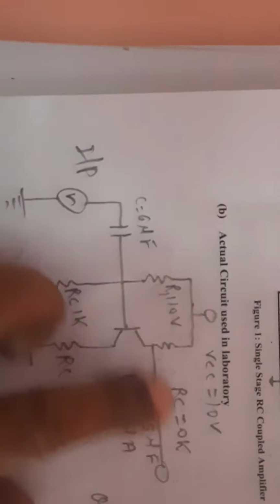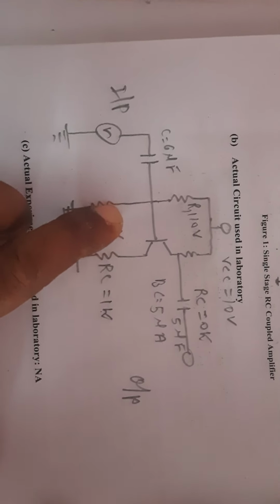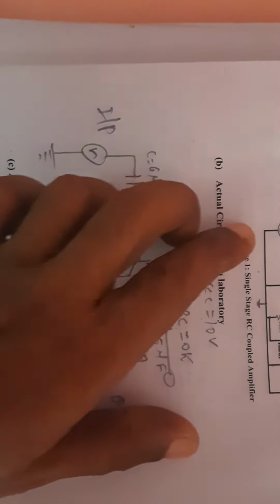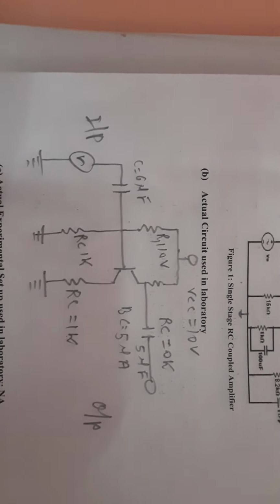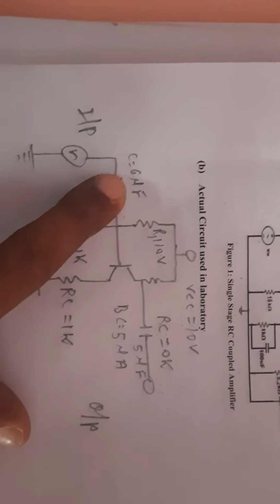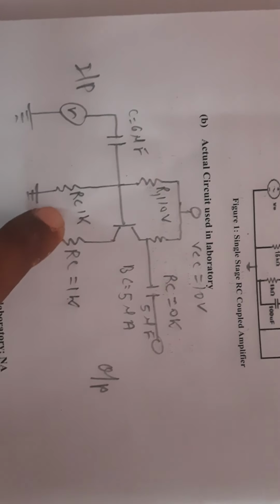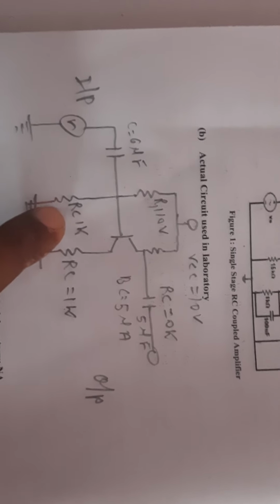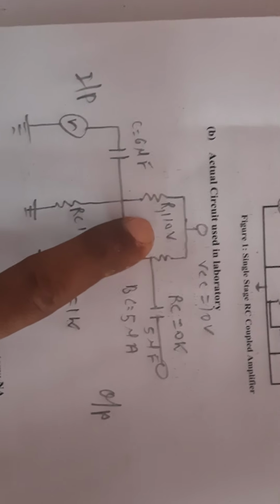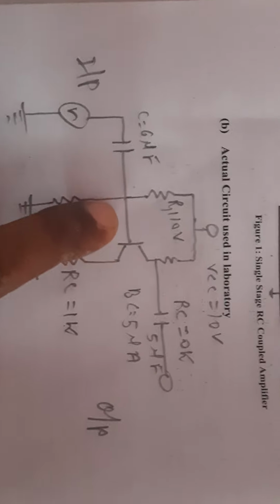So students, this is the actual circuit diagram of this experiment. The name of this experiment is gain and bandwidth. In this experiment we have to calculate the gain and bandwidth by using the RC coupled amplifier. So here we have to use capacitance C, R1, R2, RC, this is the resistance, then this is the first resistance, and we have to give the values in this circuit diagram.